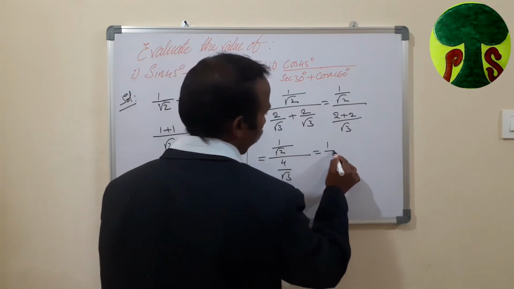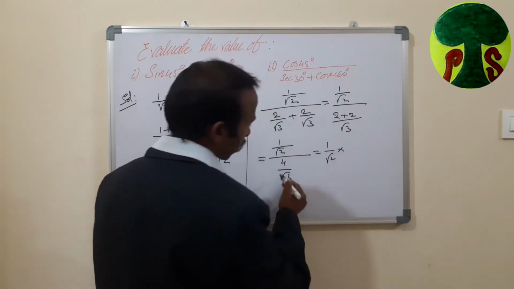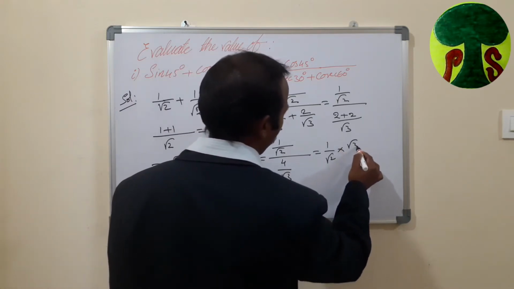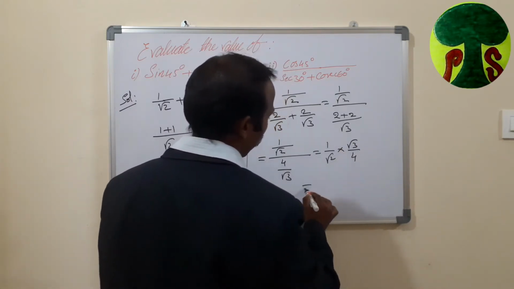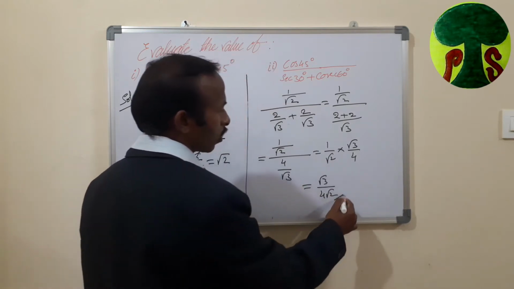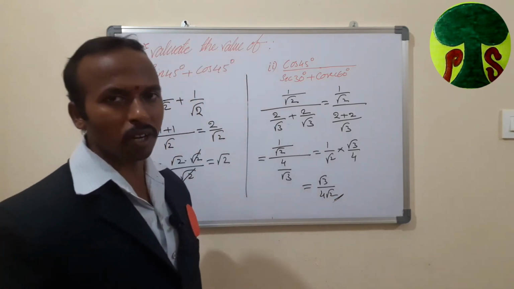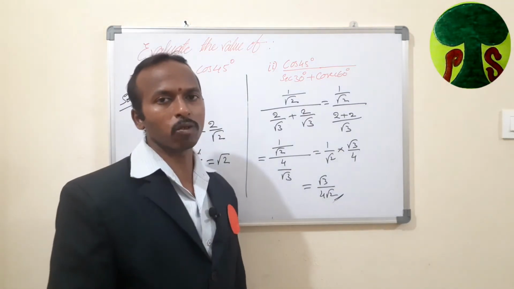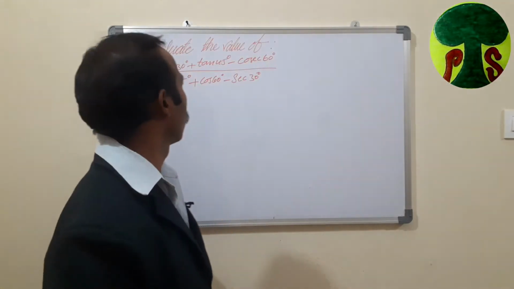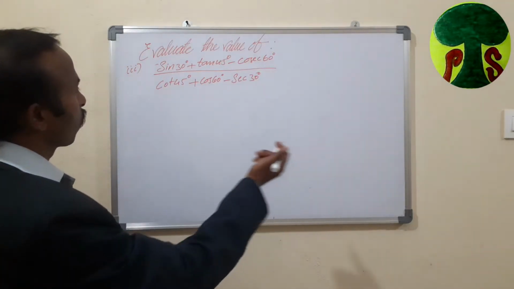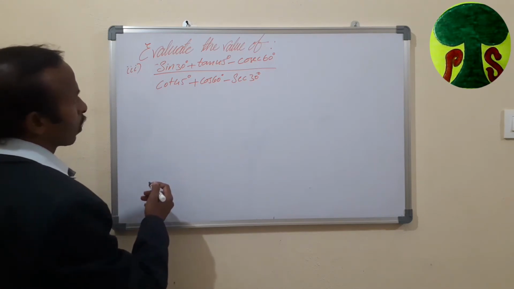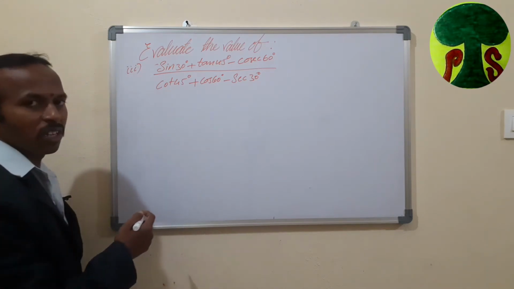Now 1 by root 2, this fraction 4 by root 3 becomes reciprocal, that is root 3 by 4. Now finally root 3 by 4 root 2. This is the value of cos 45 by secant 30 plus cosecant 60. Now we will discuss the third problem in the same way, that is sin 30 plus tan 45 minus cosecant 60 by cot 45 plus cos 60 minus secant 30.